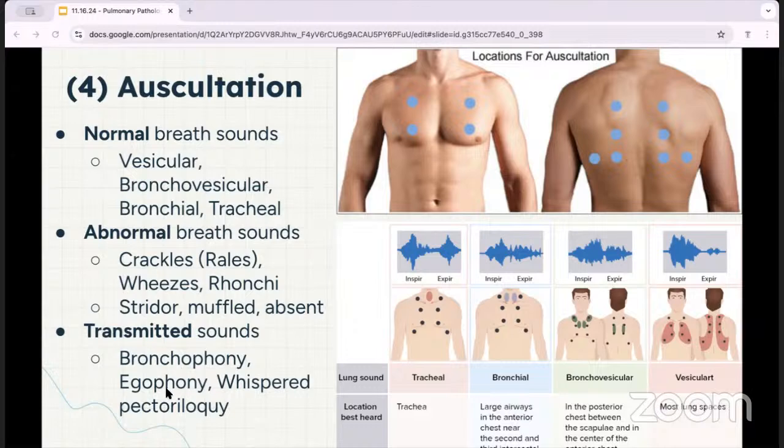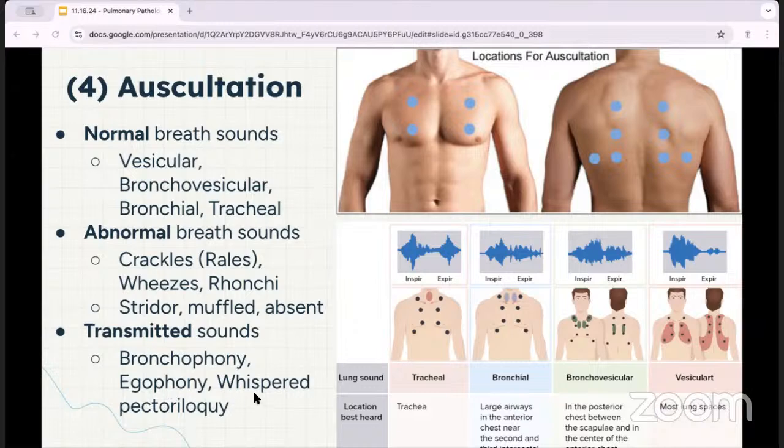Egophony: you have the patient say E. If it sounds like A when you listen through the stethoscope while auscultating, this is an abnormal finding and could mean fluid or consolidation in the lungs. You should be hearing E, right? But if it sounds like A, that's abnormal, and that could mean consolidation or fluid in the lungs.